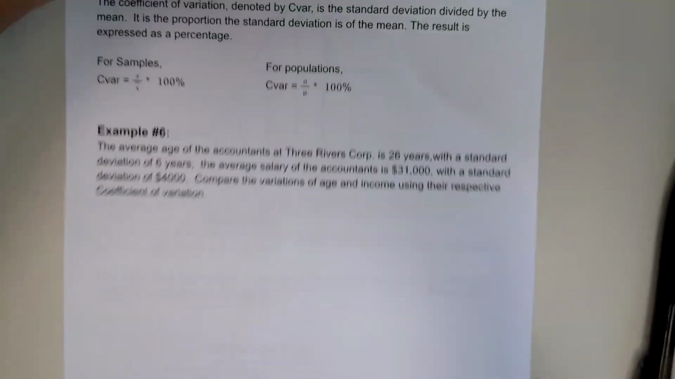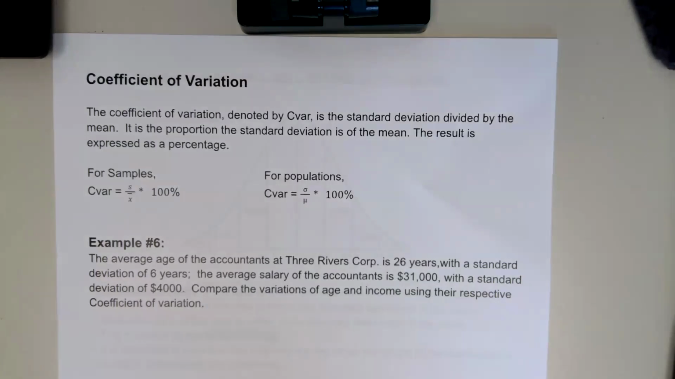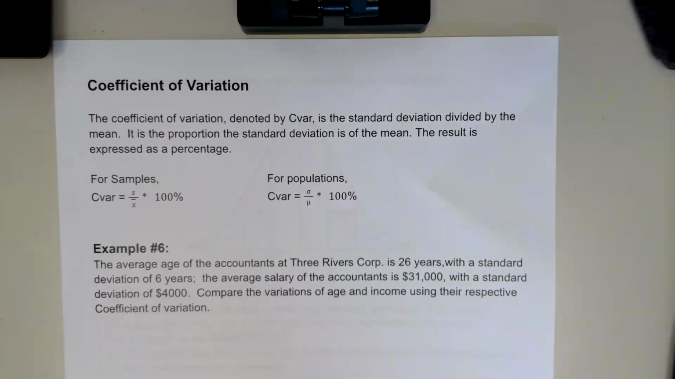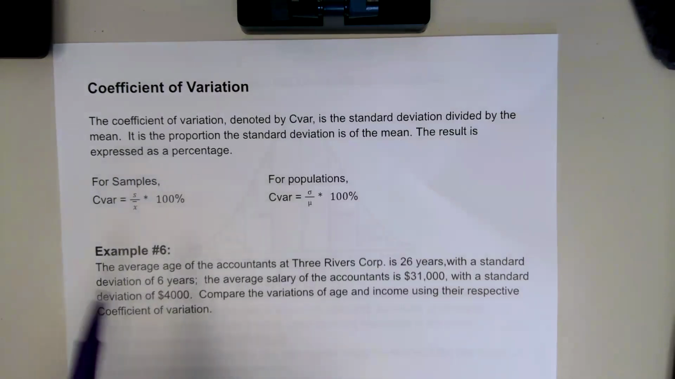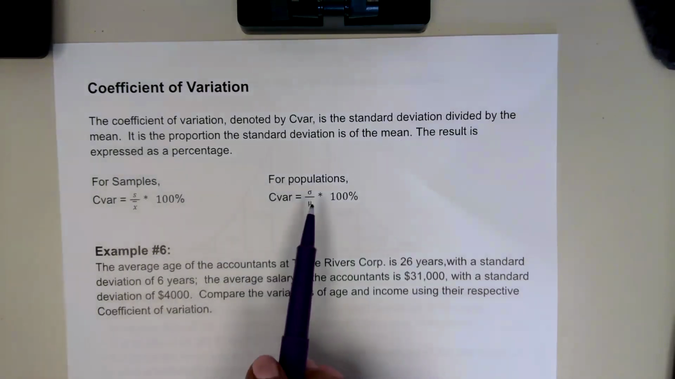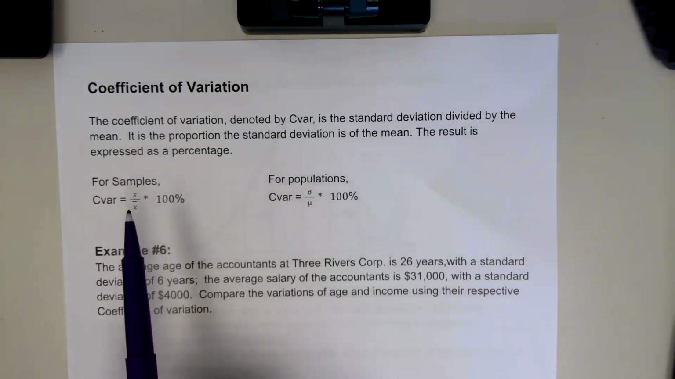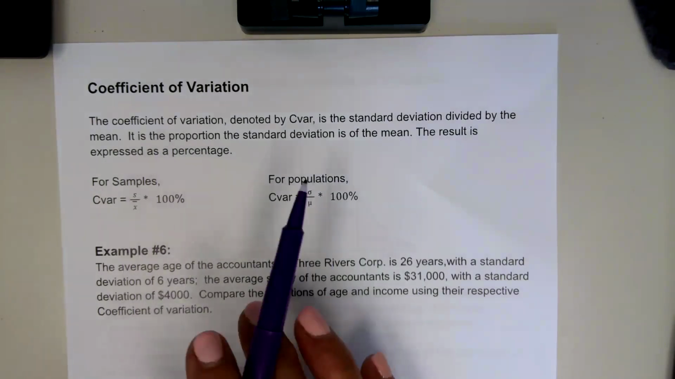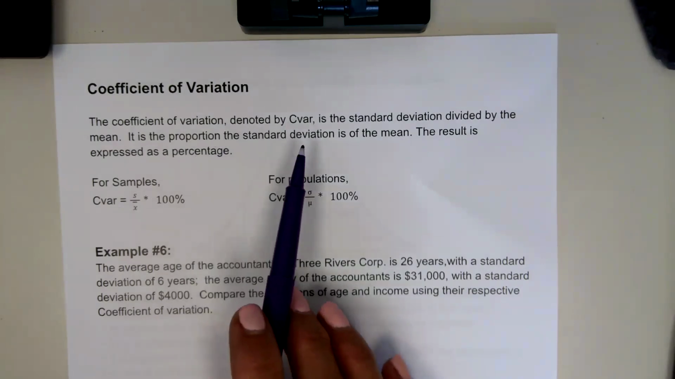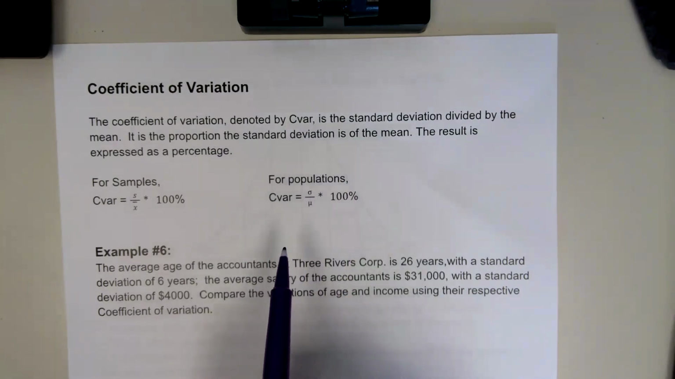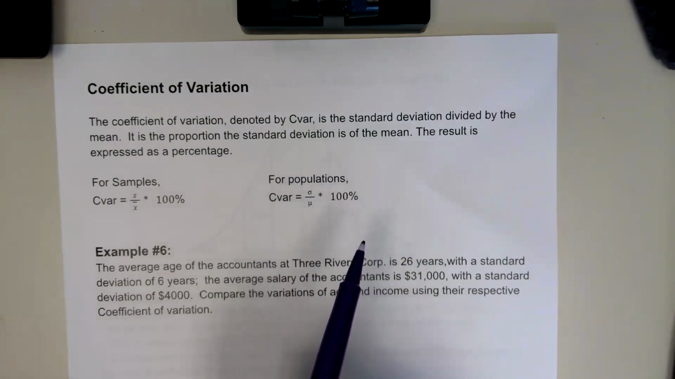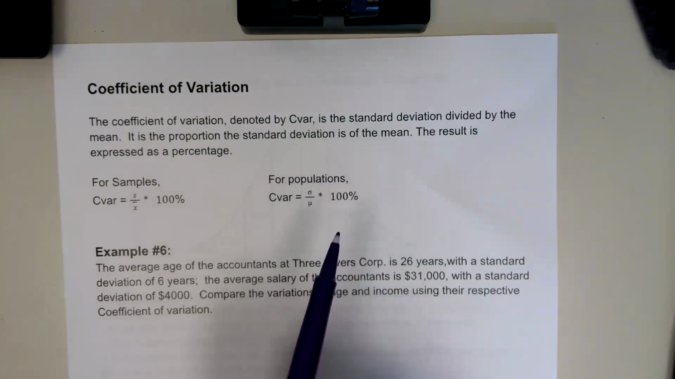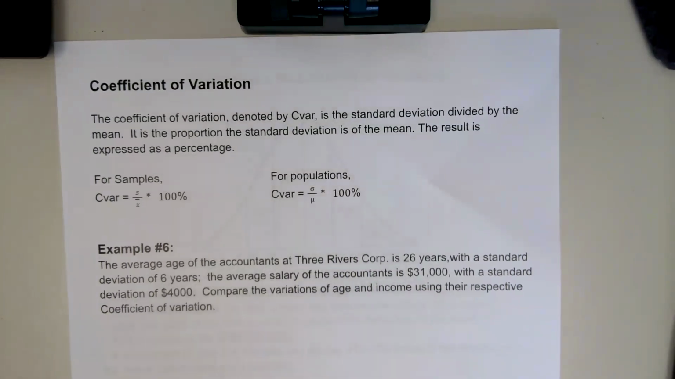The last measure of variation that we're going to look at is the coefficient of variation. It is calculated by taking your standard deviation divided by the mean. So these are the symbols if you have sample data, and if you have population data. It in essence is the proportion that the standard deviation is of the mean. And you would like that to be very small, because that would tell you that your data is not varying from the mean much. If this percentage is large, it means that the standard deviation is very large compared to the mean, which is not a good thing.